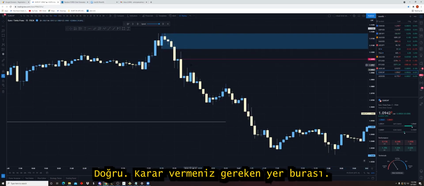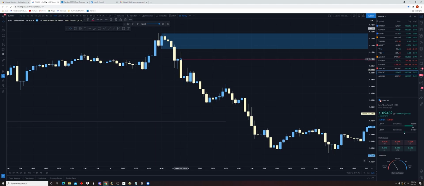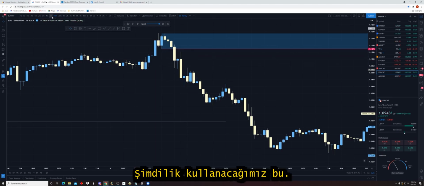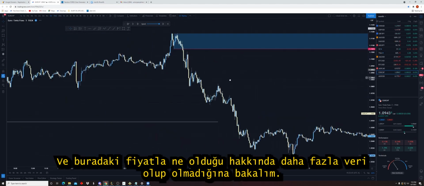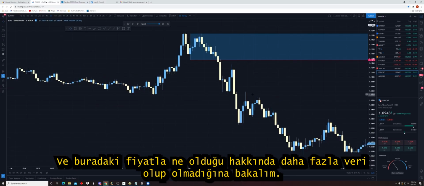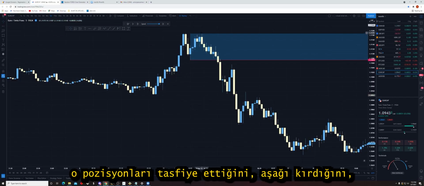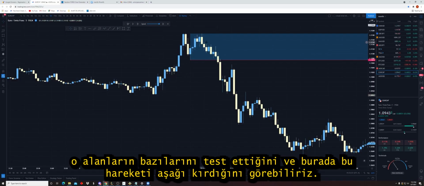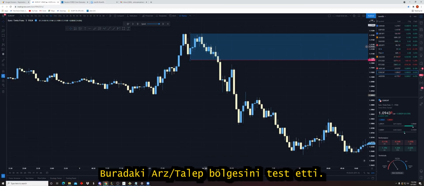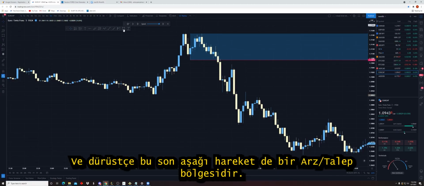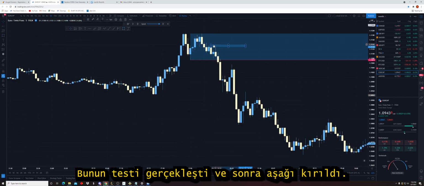This is where you have to make decisions. This is the one we'll use for now. Let's get a little bit lower and see if there's any more data about what occurred with price up here. So now that we're up here, we can see that price came up, liquidated those positions, broke down, tested some of those areas in there, broke down. This move right here tested the SND zone in here. And honestly, this last up move before the down move is also an SND zone, like a little wick right there. That test of it happened and then broke down.